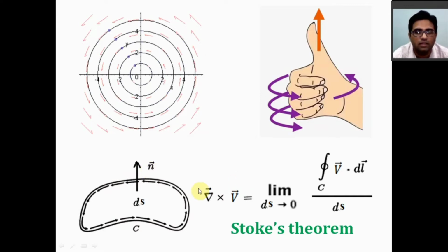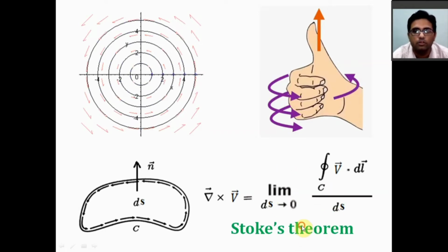Now the curl of the vector field is defined like this, which is limit ds tends to 0 of the closed line integral v dot dl divided by the surface area ds. Now this ds is the elemental surface area and it is very small, that's why we are taking this limit. Okay, so this is one form of Stokes theorem. Now we have to remember this form of Stokes theorem because we will apply this later on.